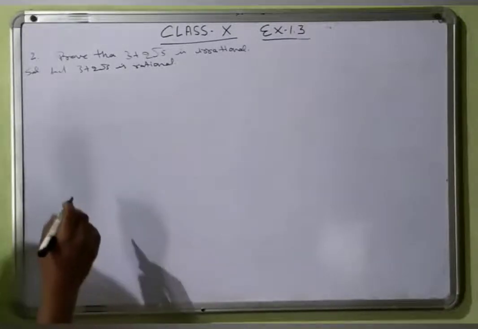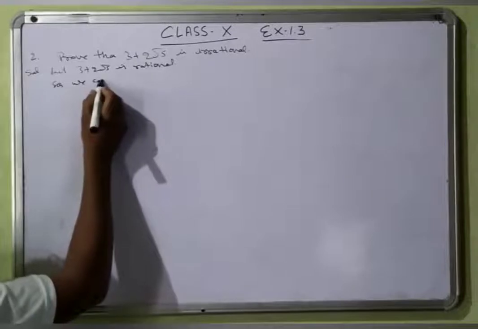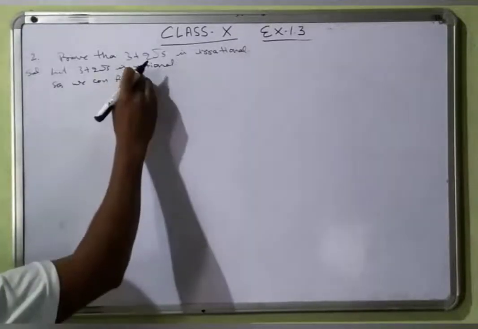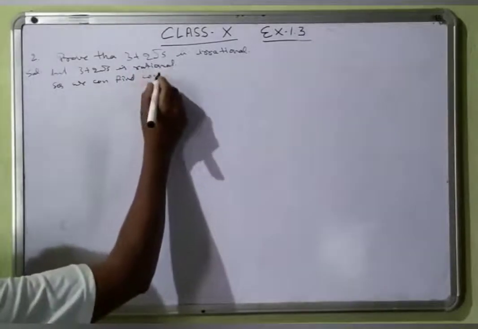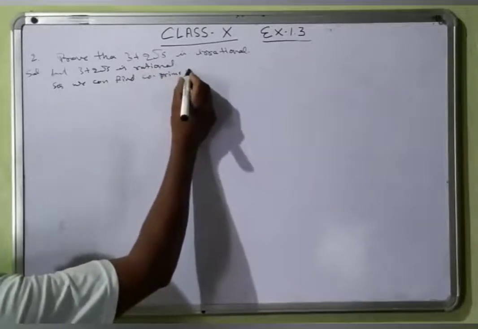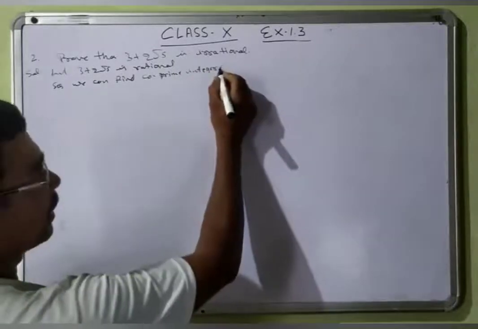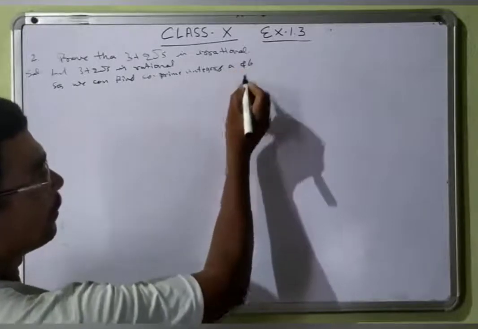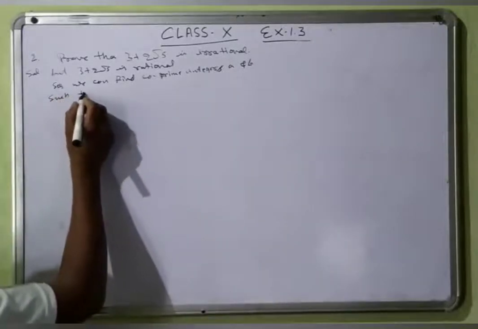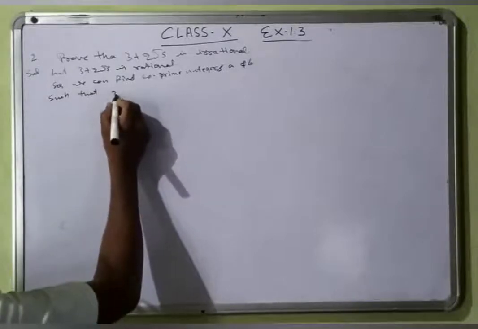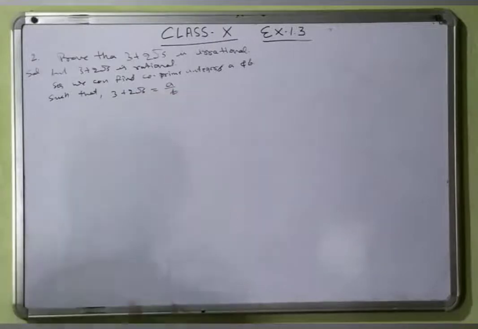So we can find co-prime integers a and b such that 3 plus 2 root 5 is equal to a upon b.